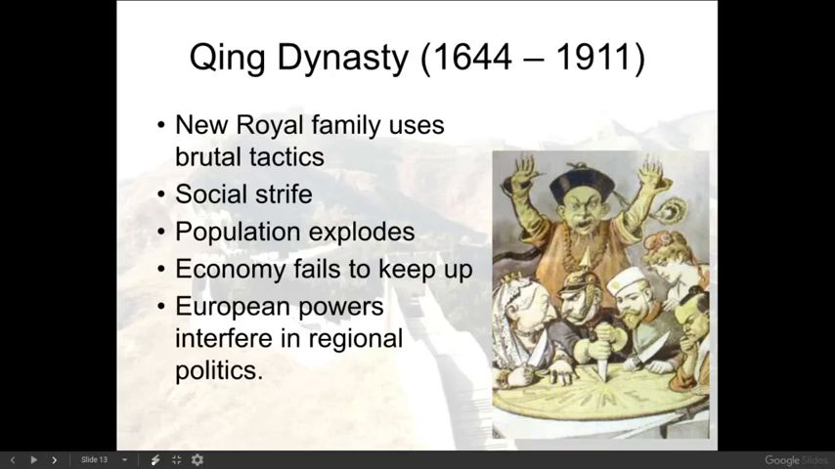Unfortunately, not only were they unable to deal with the Europeans or stop drugs from being pumped into the country, they also believed in order to stay in power, they needed to use brutal tactics against their own people. So that also did not make them popular.